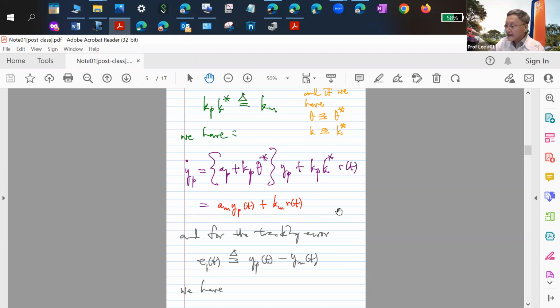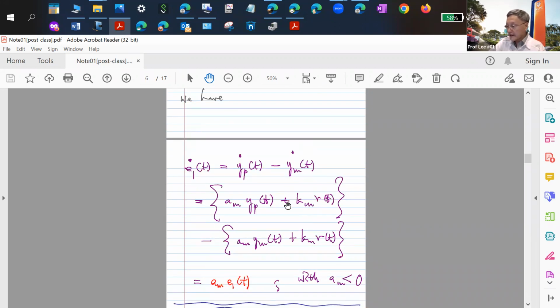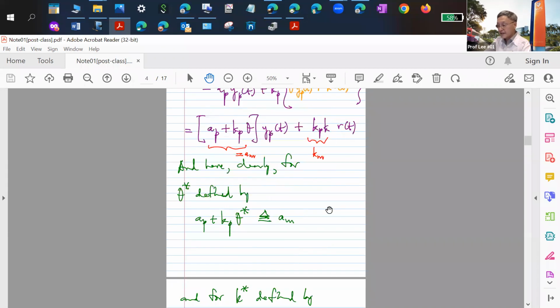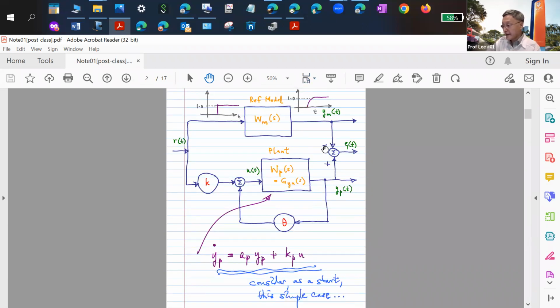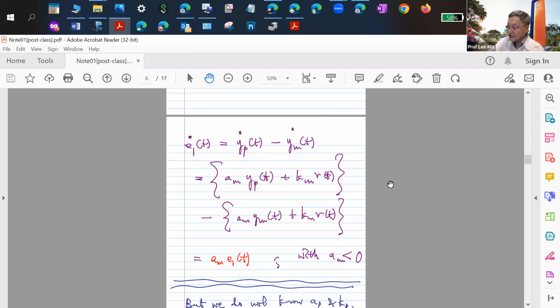If these were the perfect numbers that you put in, you can check what the tracking error looks like. The output tracking error is e1 = YP minus YM. A simple calculation simplifies to e1 dot equals AM e1, and certainly this will work. Once you put in these perfect gains, the tracking error will be 0, and you're exactly getting the closed loop you specify. So this is essentially the whole starting point.